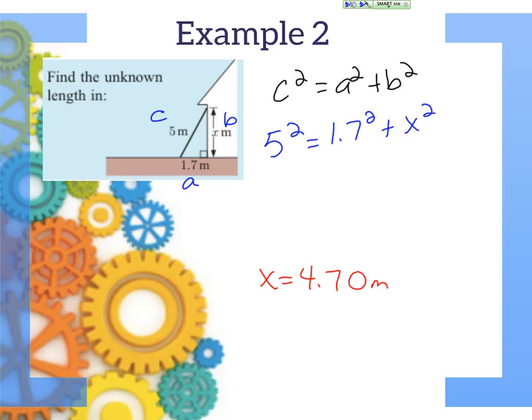Now, does it matter the order of these numbers? Hopefully we get a yes on this one, right? Because the hypotenuse has to go in the C spot. Doesn't matter the order of the x and the 1.7 though. That can change around. So we'll get this up here.